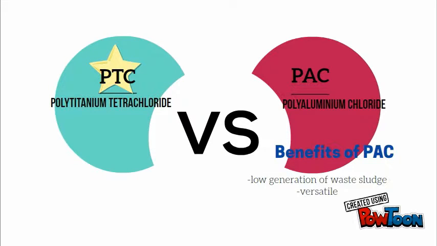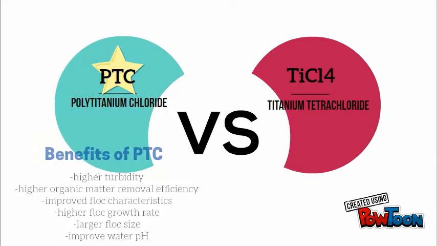On the other hand, using PAC as a coagulant has low generation of waste sludge and is versatile, so it can be used in a wide range of applications. In comparison with titanium tetrachloride, higher turbidity and organic matter removal efficiency could be achieved by PTC with improved floc characteristics like size, growth rate, and structure.